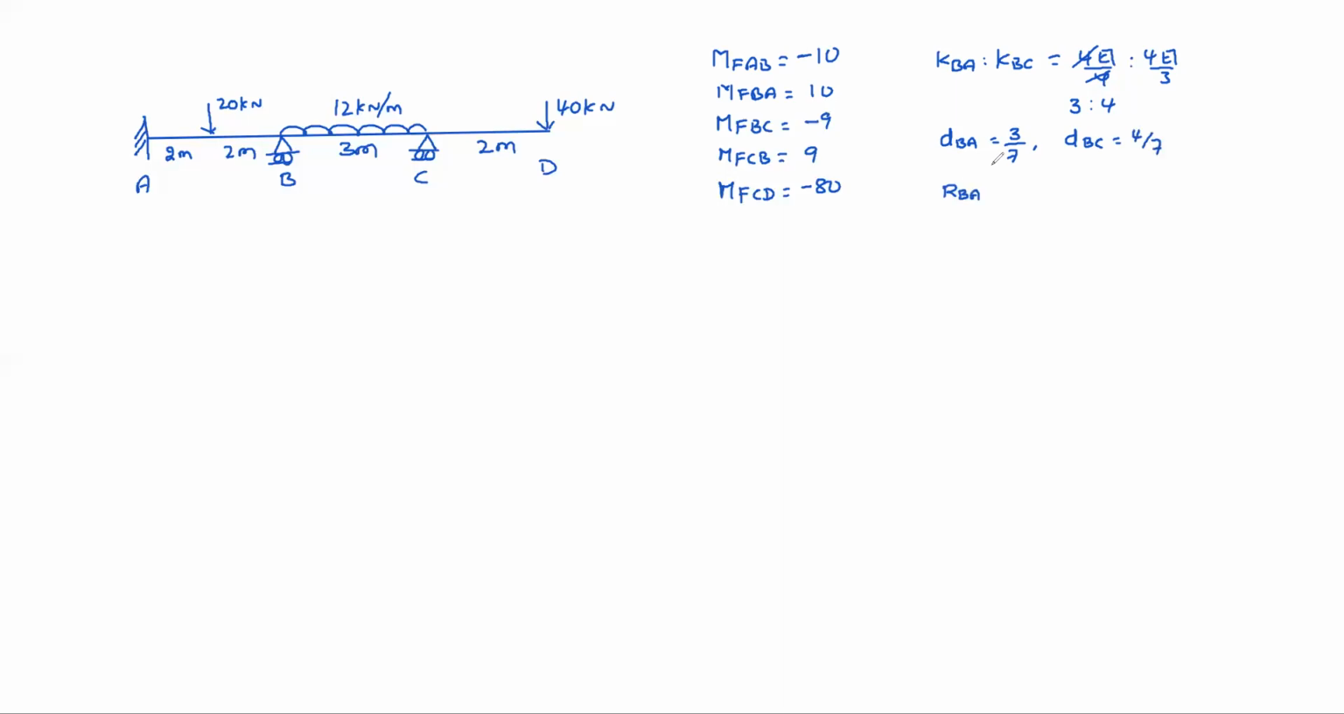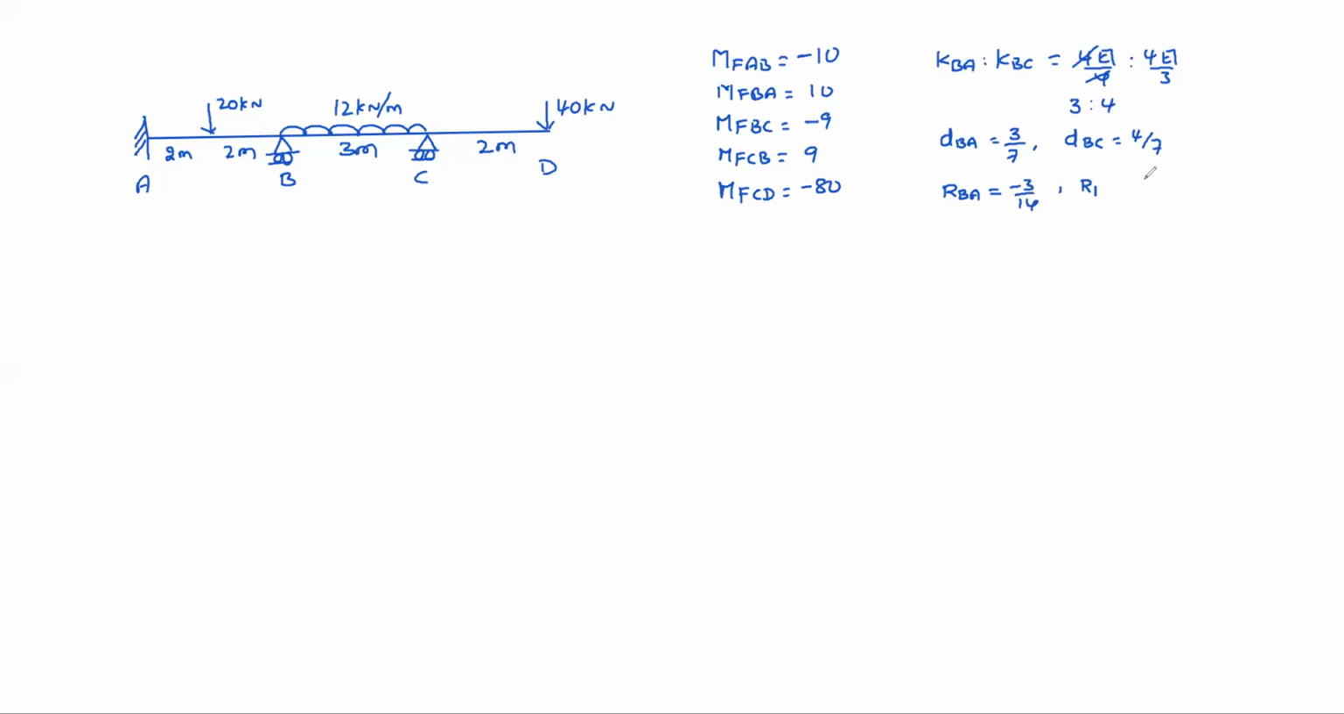Sir, KBC, 3 by 3. We are fixing here at the far end also. Just we are fixing at C also, so MFCB as well as MFCD were considered. So we fixed at C joint also. We are not allowing it to rotate freely there. So that equal to minus 3 by 14.